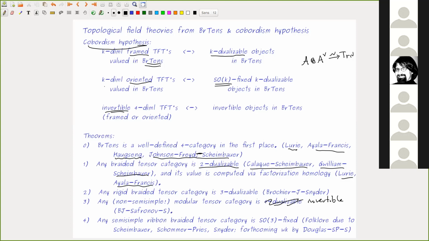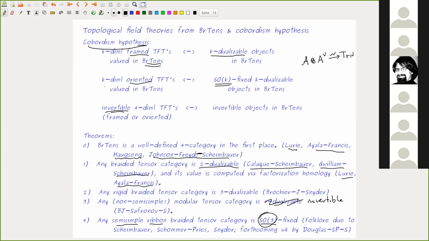And I'll mention this folklore: if I have a semi-simple ribbon braided tensor category, then it's actually SO3 fixed. Folklore is maybe not fair. This was explained to me quite clearly by Claudia Scheimbauer, Chris Schommer-Pries, and Noah Snyder, but they didn't really ever write it down. I understand that this notion of SO3 actions and maybe more general versions of this theorem are in some forthcoming work of Chris Douglas, Schommer-Pries, and Noah Snyder, maybe in the discussion section. I think I saw Chris here, so he may make some remarks there.